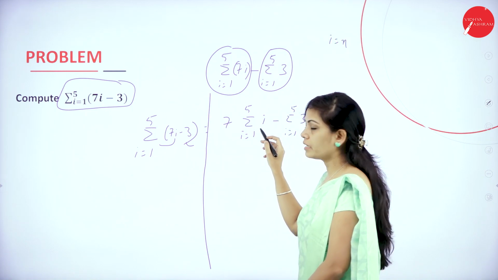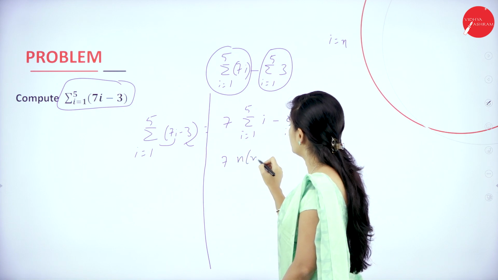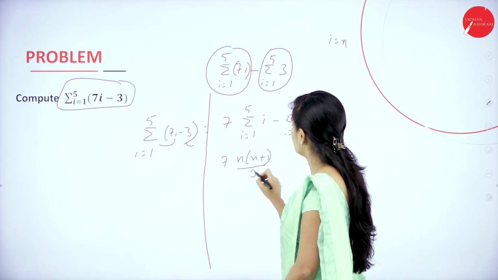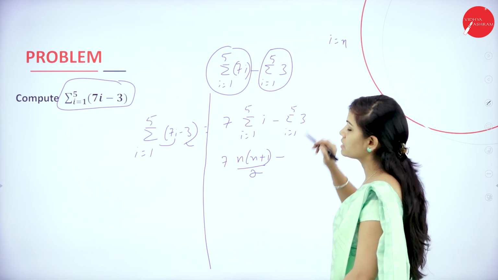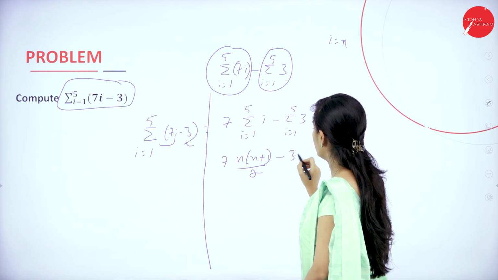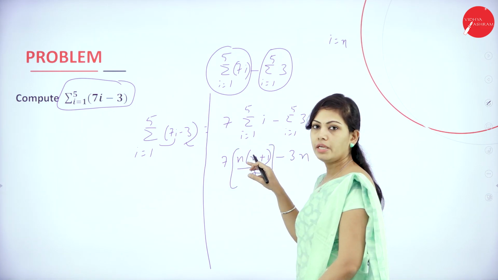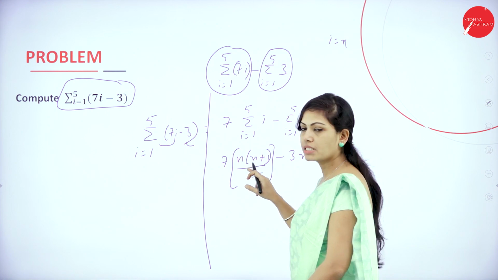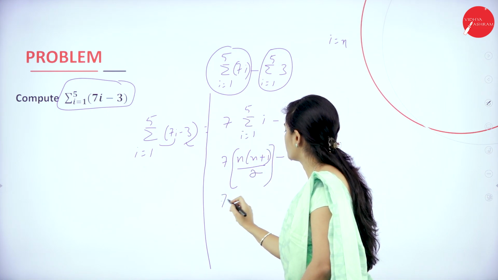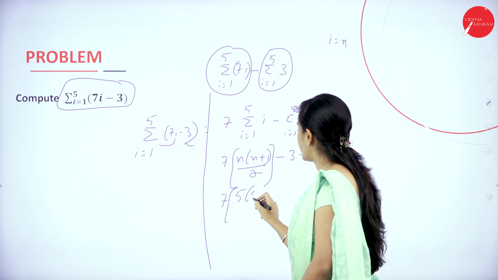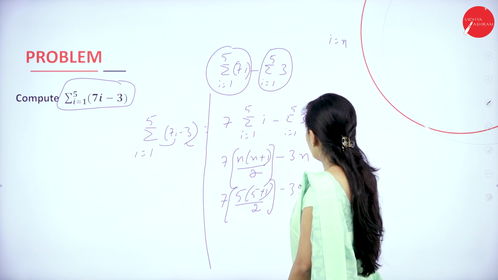Sigma i I can write as n into n plus 1 by 2, so it is 7 into n plus 1 by 2, minus 3 into sigma 1. Sigma of 1 I can write as n, so 3n. So in place of i I have taken n. We know the value of n, right? It is 5. So substitute the value: 7 into 5 into 5 plus 1 by 2, minus 3 into 5.